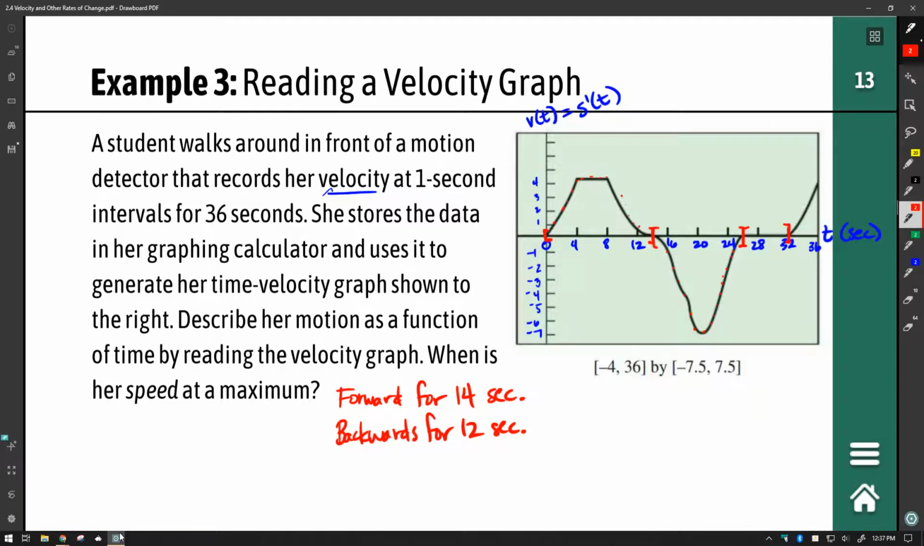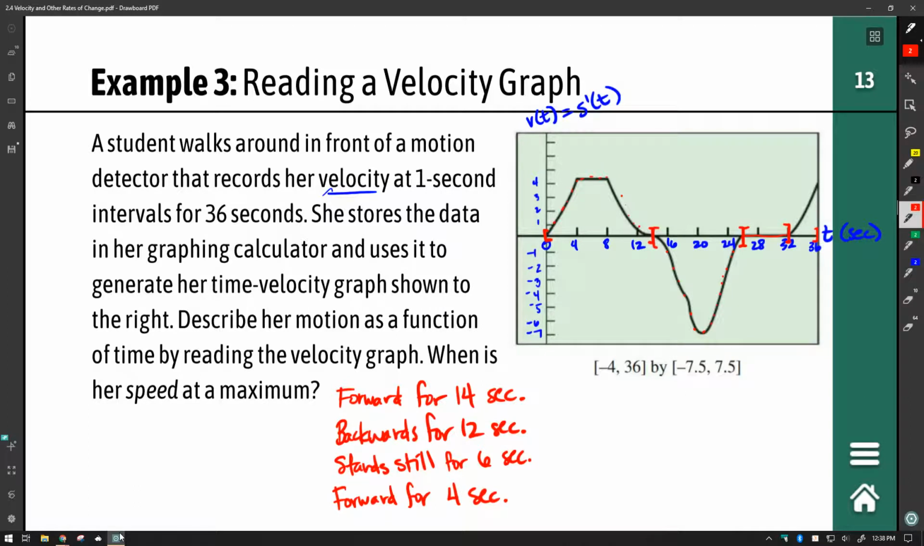The function stays at 0. And so we're not moving forward. We're not moving backwards. We're actually standing still. So we're going to say that she stands still. Let's see, that's from 26 to 32, so for 6 seconds. And finally, from second 32 to second 36, the velocity values are positive again, so she moves forward for the last 4 seconds.